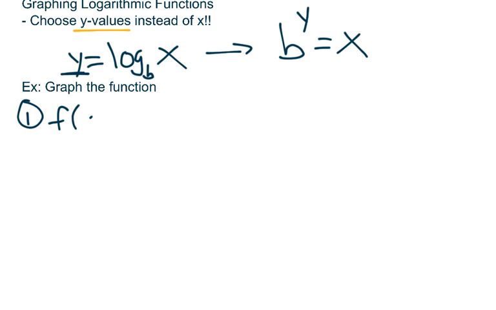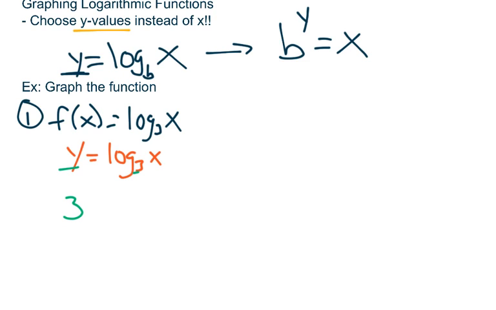Number 1, f of x is equal to the log base 3 of x. First thing we should do, forget the f of x, let's make it y. Y equals the log base 3 of x. What we're going to do next is turn it into exponential form. Remember, there's your base, 3. This becomes your exponent. 3 to the y is equal to what you were taking the log of. So 3 to the y is equal to x.